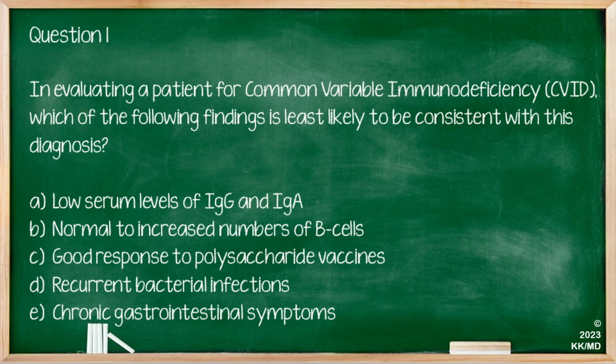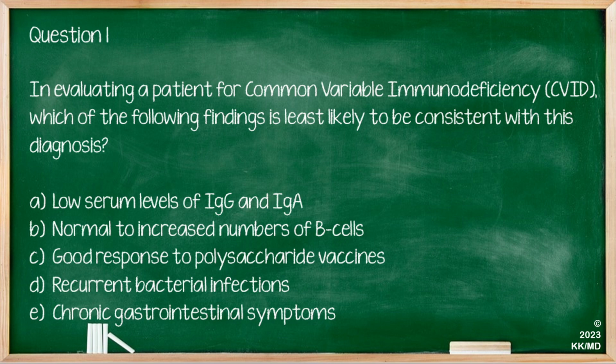Let's now try a question. In evaluating a patient for Common Variable Immunodeficiency, or CVID, which of the following findings is least likely to be consistent with this diagnosis? Our options are: A, low serum levels of IgG and IgA; B, normal to increased numbers of B cells; C, good response to polysaccharide vaccines; D, recurrent bacterial infections; or E, chronic gastrointestinal symptoms. I'll just give you a second to have a think about that, given everything we've talked about in this video.